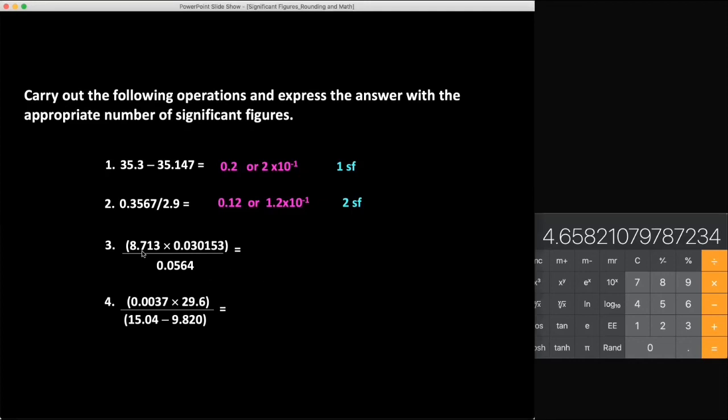Now I'm multiplying and dividing. I want the least amount of significant figures. 8.713 has 4 sig figs. 0.0300153 has 5 significant figures. And 0.0564 has 3 significant figures. So I want my final answer to 3 sig figs. 4.65. There was an 8 behind this 5 in the calculator, so I had to round up 1 to 6. And that's my final answer, 4.66.